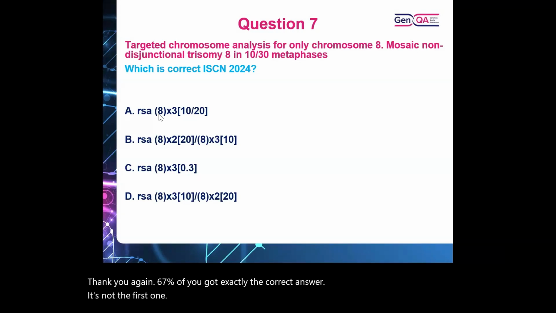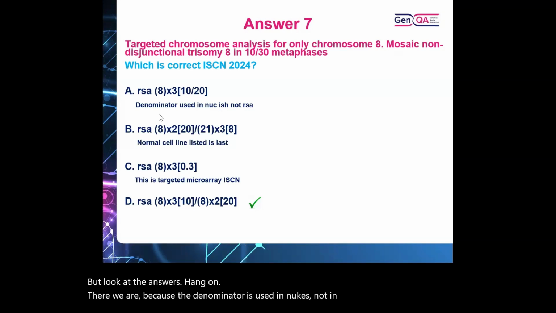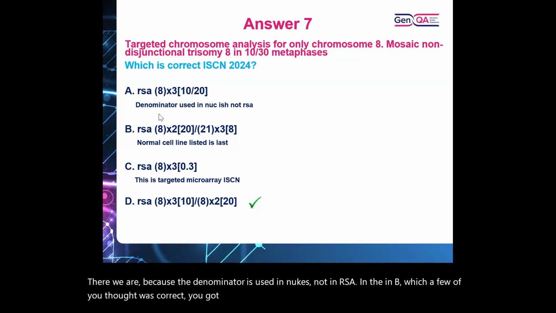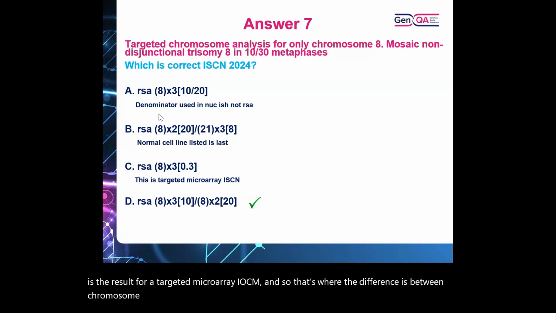I'll give you the answers. Because the denominator is used in nuc ish, not in RSA. In B, which a few of you thought was correct, the normal cell line should always be listed last. And in C, this is the result for a targeted microarray ISCN. And so that's where the difference is between chromosome and array.